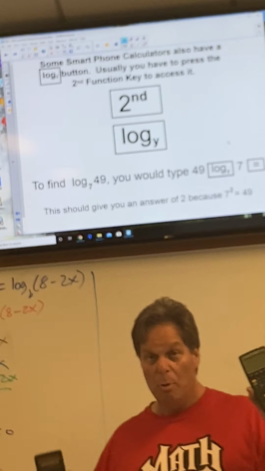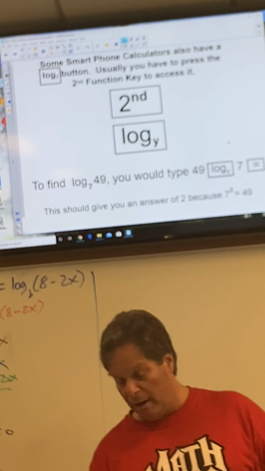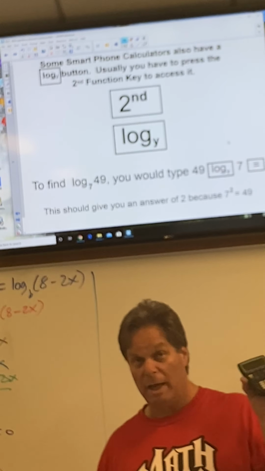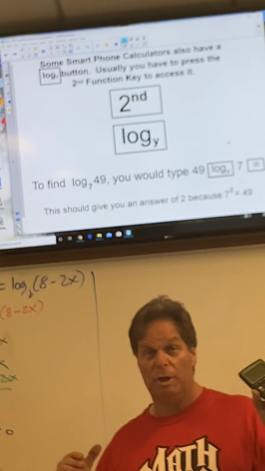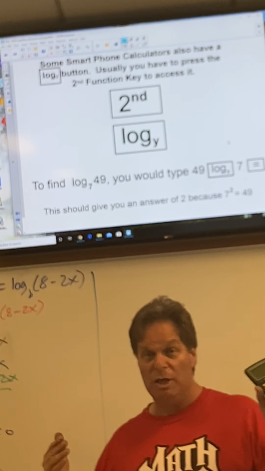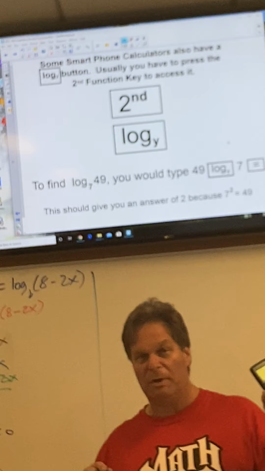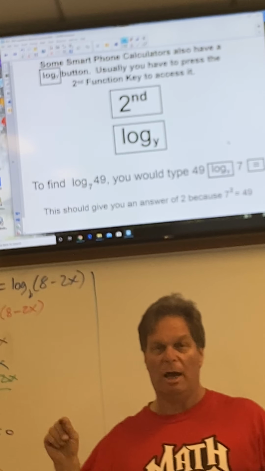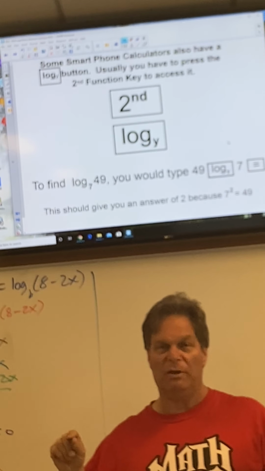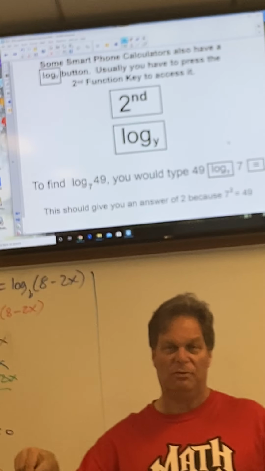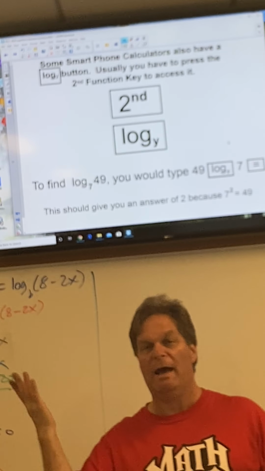You can't do that. But if you have one of those calculators or a smartphone calculator that has a log base Y button where you can do any base, then you can do that. To do log base 7 of 49, you type in the 49 first, then you hit your log base Y button, then you put in the base of 7, equals, and it should spit out 2.